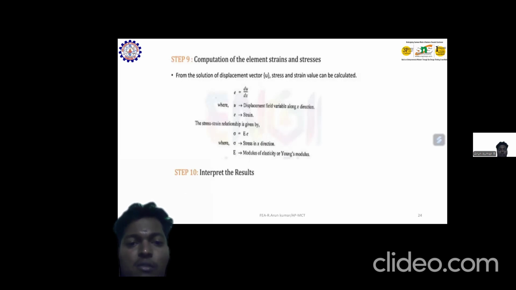U stands for the displacement field variable along the x-axis, and epsilon stands for strain. The stress-strain relationship is given by sigma equals E times epsilon, where sigma stands for stress and E stands for modulus of elasticity or Young's modulus. The final step is to interpret the results.